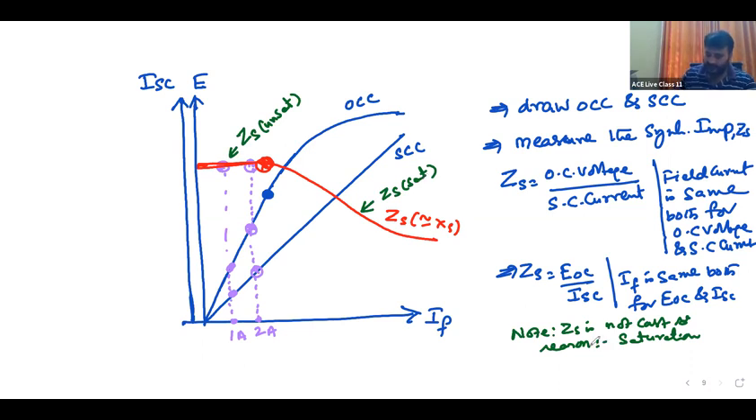Which is more, tell me? ZS unsaturated is greater than ZS saturated. Once it is saturated, the value reduces. Just keep that in your mind.